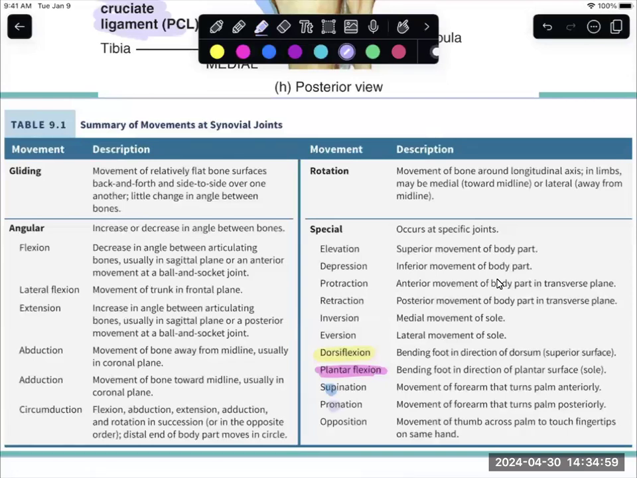Opposition is taking your fingers and touching it to your thumb. That is where opposition will come into play. Inversion is taking your foot only and moving it towards midline. Eversion is that foot moving away from that midline.